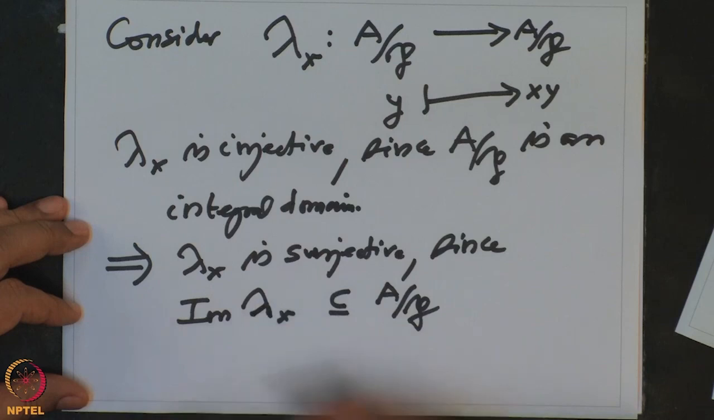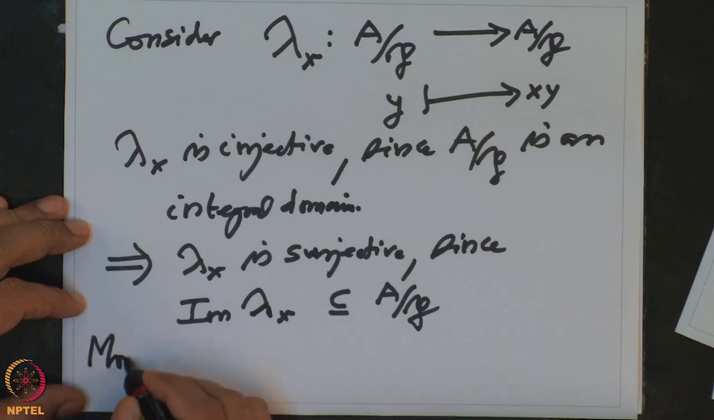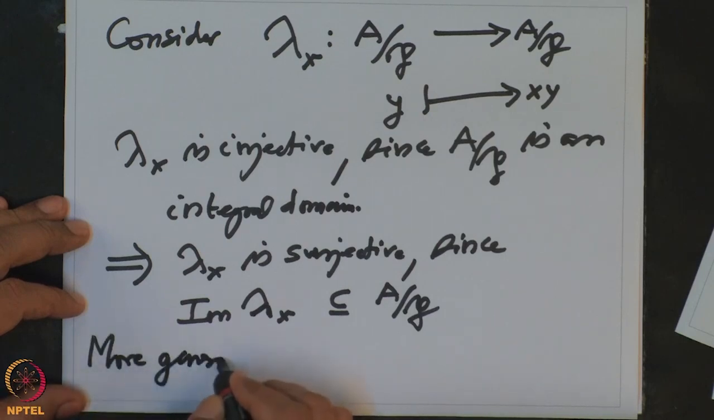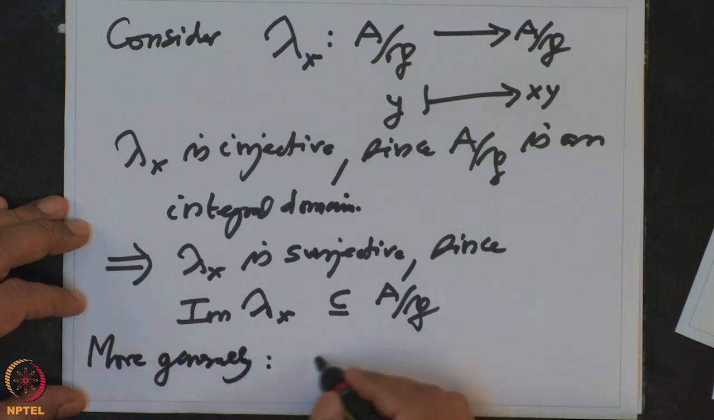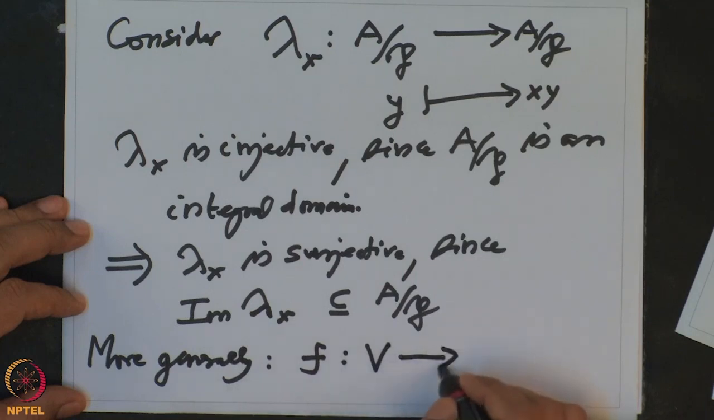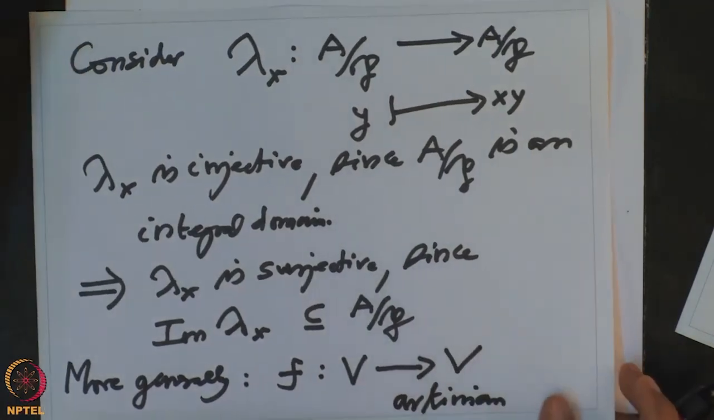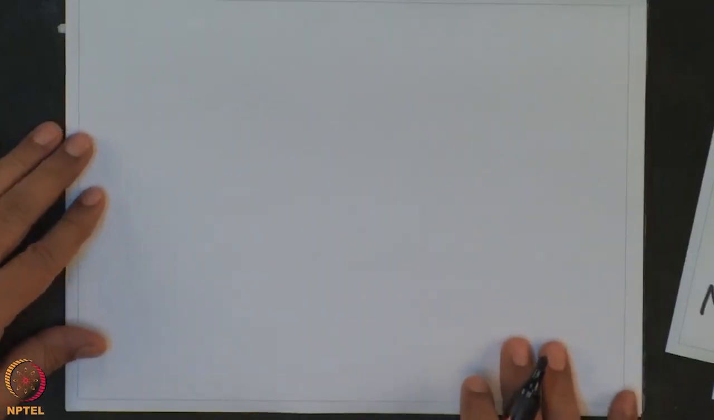This is true in general actually. More generally, if I have a homomorphism F, an endomorphism of a module V, and V is Artinian, then it is surjective. So I will leave that for you to check.